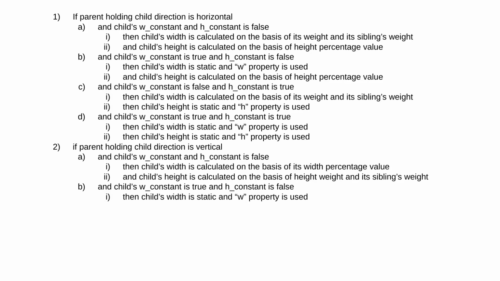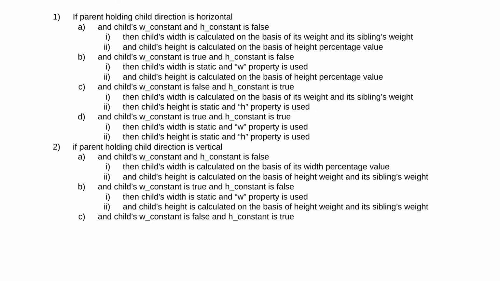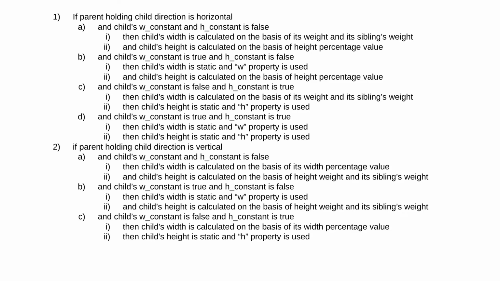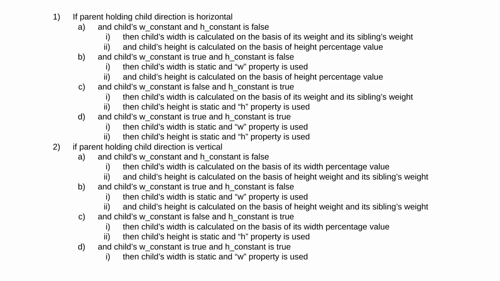Likewise, if W constant is true and H constant is false, then the child's width is static and the W property is used, while the child's height is calculated on the basis of height, weight and its siblings' weight. Now if the child's W constant is false and H constant is true, then the width of the child is calculated on the basis of its W per value or percentage value, while the height is static and the H property is used. Lastly, if the child's W constant and H constant both are true, then the W and H properties are used, since width and height both are static. These are the only rules defined.